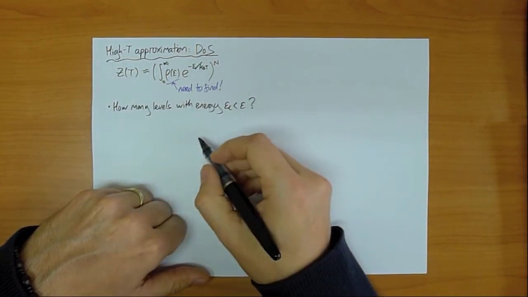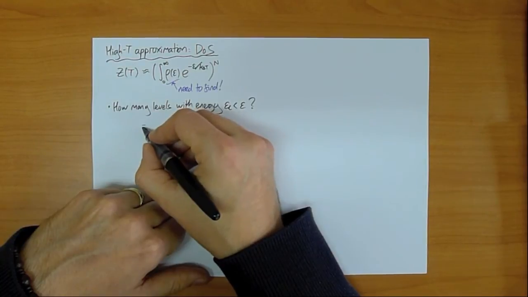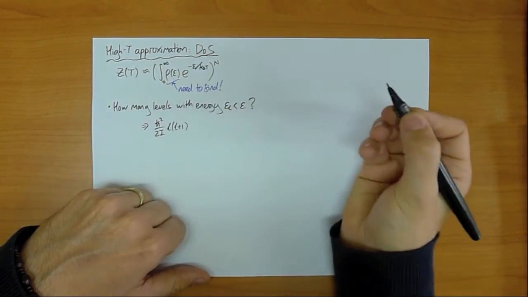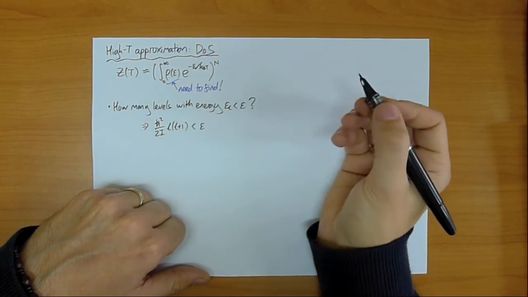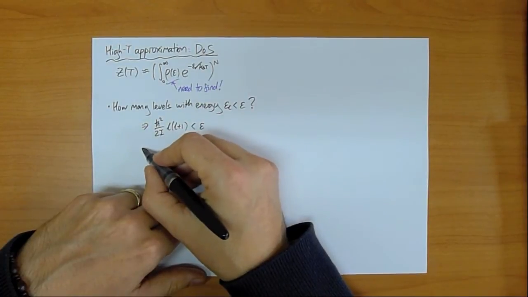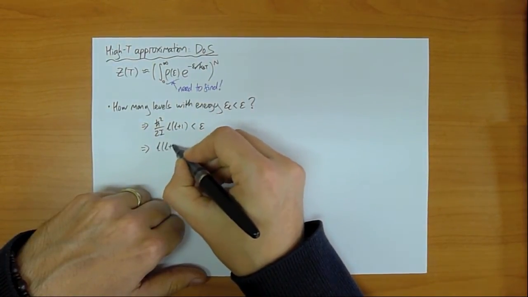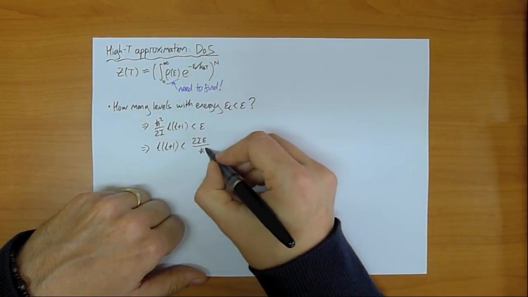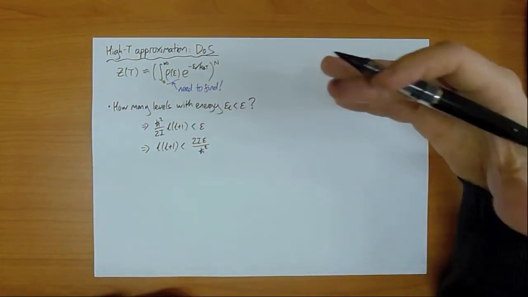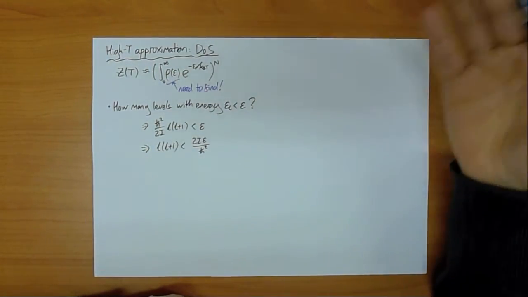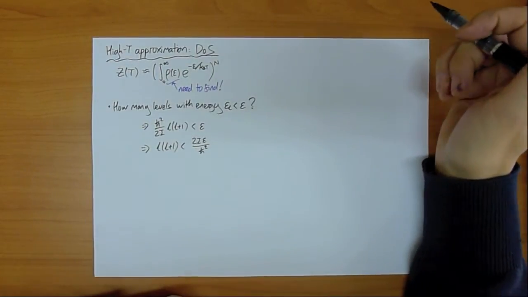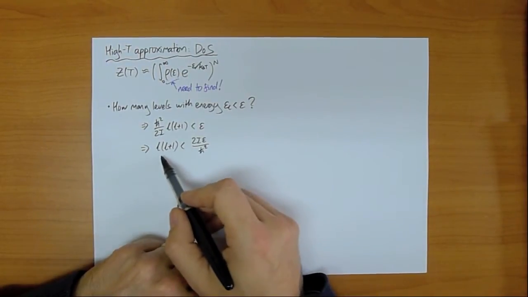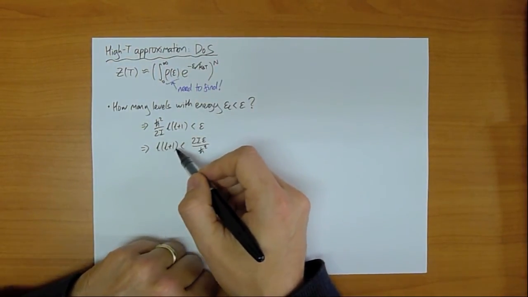The formula for epsilon L was h bar squared over 2I, L times L plus 1, and this we need to be less than epsilon. So this means that L times L plus 1 is less than 2I epsilon over h bar squared. But this density of states approximation is valid when many levels are occupied. That means in practice L is going to be a large number, and if L is a large number, then I can ignore the plus 1 in this term.